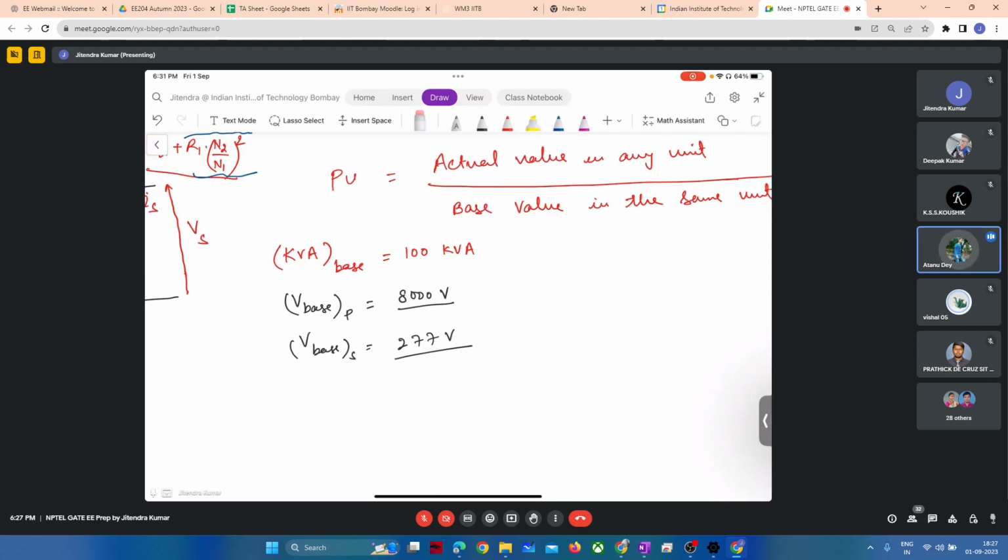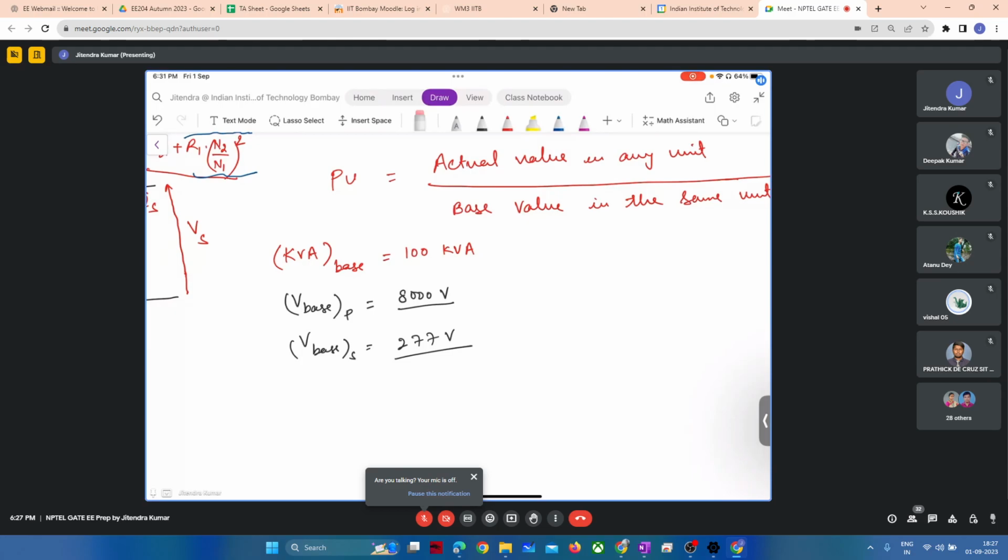Then the corresponding other side base value will also change. If we have taken the rated value as base value and then take a different value as a base value, then the other side will also change. Definitely, that is the thing. So that's why we always take rated value.